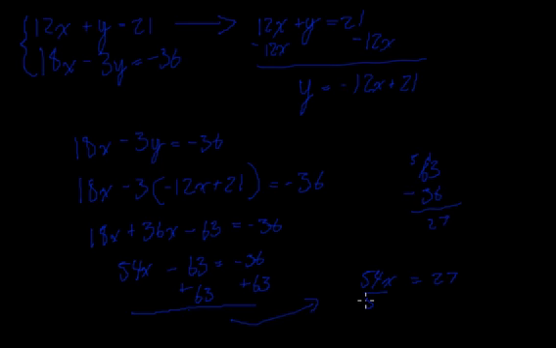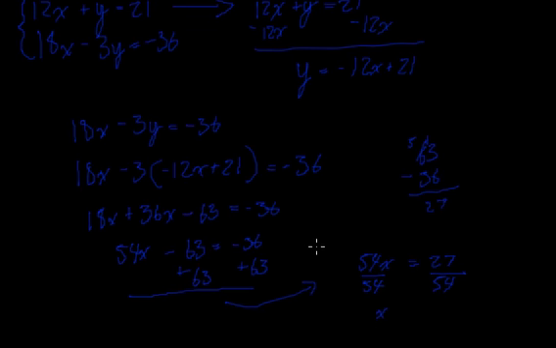I can already see what's going to happen here. We divide both sides by 54 because we want to isolate x. The 27 is half of 54, so it goes into 54 once, so we put 1 over 2. x is equal to 1/2. With that knowledge that x is equal to 1/2, we can now solve for y.